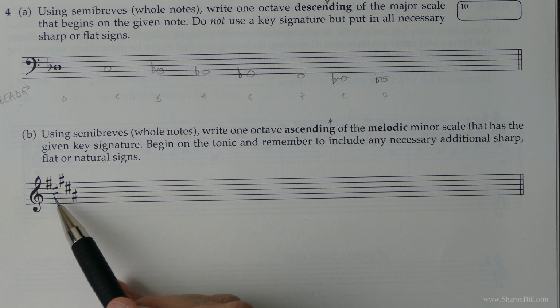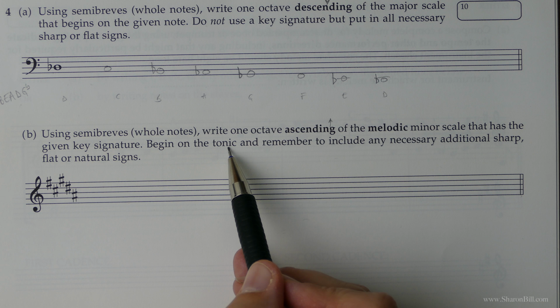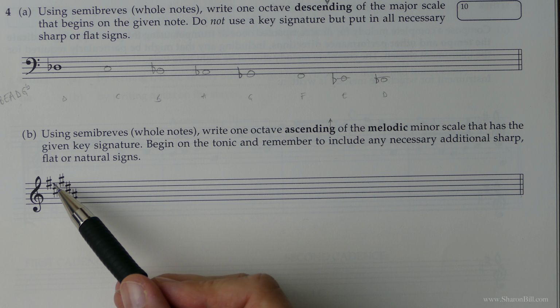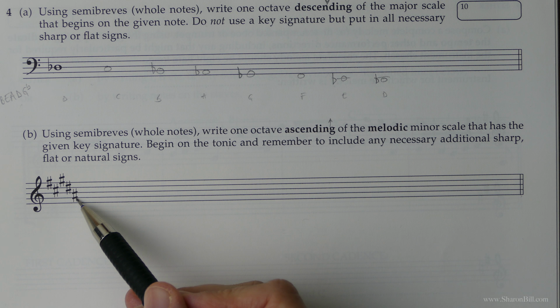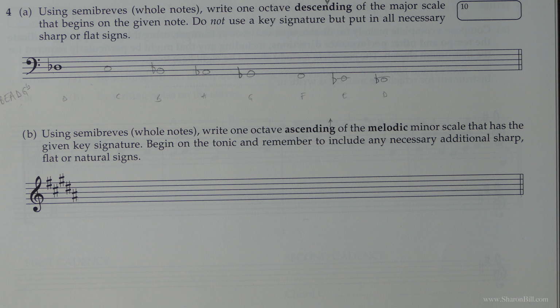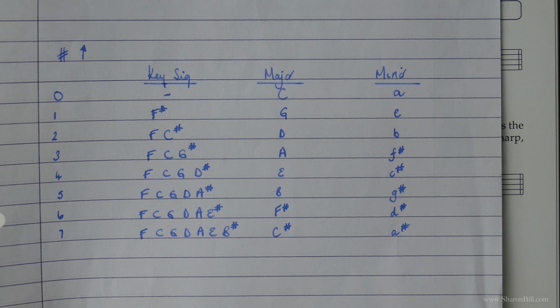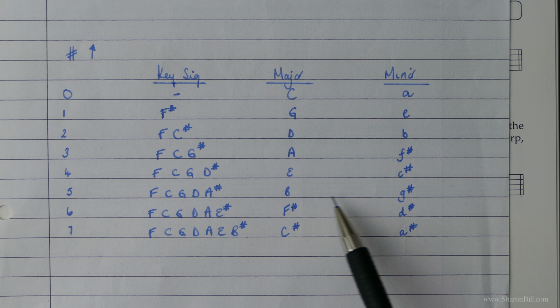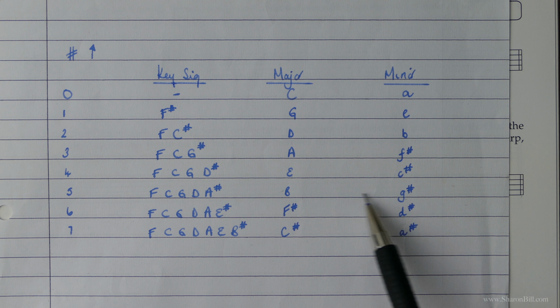First of all, we need to find out what our tonic is, what key we're in. We've got a key signature of F, C, G, D, A sharps. Now that could be B major, but it's also the related key, G sharp minor.